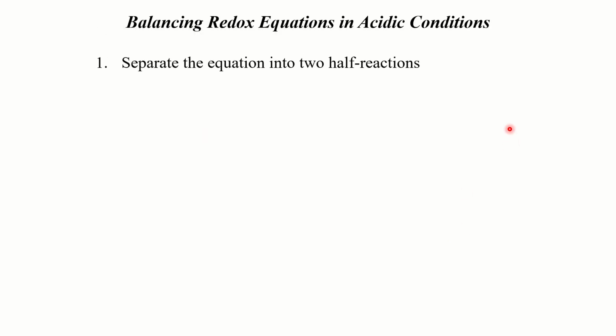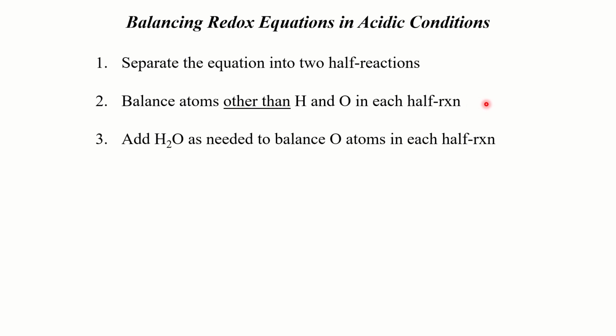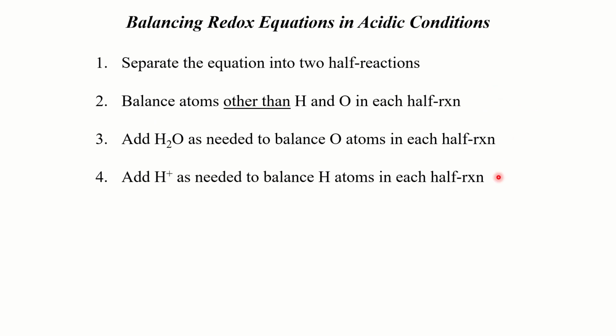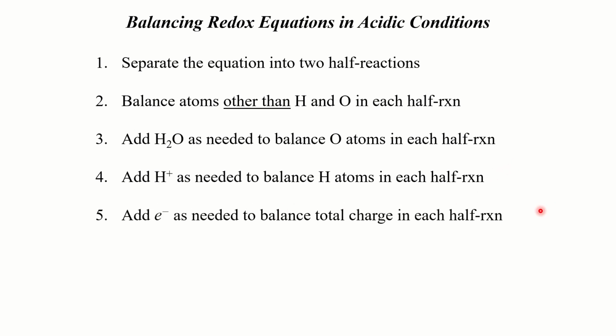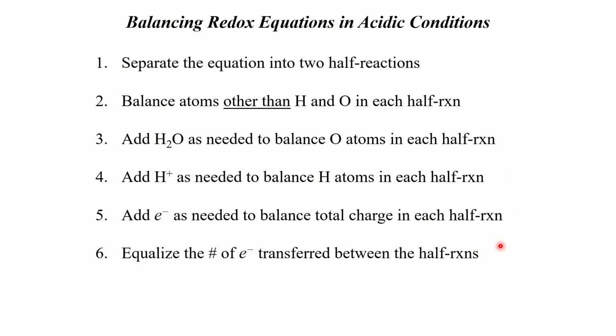All right, next we're going to look at balancing redox equations, first in acidic conditions. When balancing redox equations in acidic conditions, you should start by separating the equation into half reactions. Second, balance atoms other than hydrogen and oxygen in each half reaction. Third, add water as needed to balance the oxygen atoms in each half reaction. Fourth, add H+ ions as needed to balance H atoms in each half reaction. Fifth, add electrons as needed to balance total charges in each half reaction. Sixth, equalize the number of electrons transferred between these half reactions. And finally, seventh, you can add those two half reactions together.